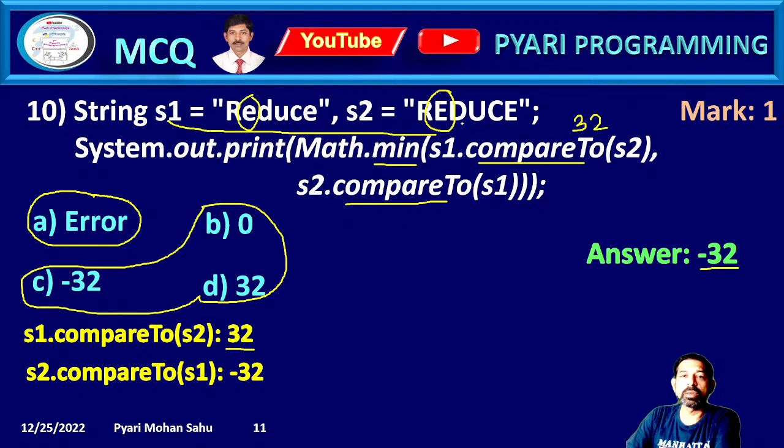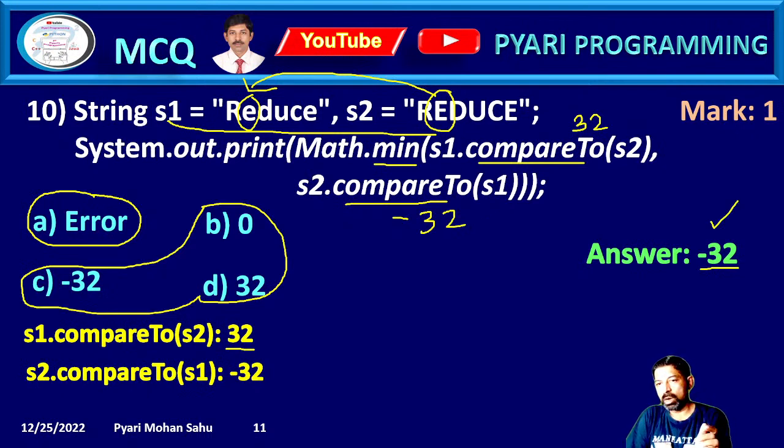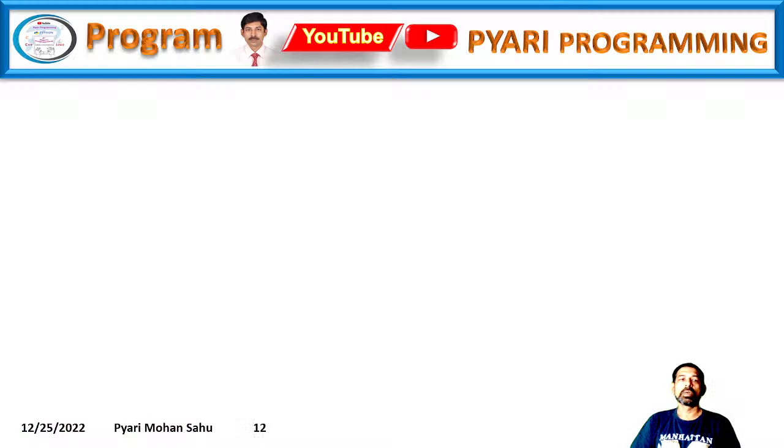And the reverse one. This one is going to compare with this one. Reverse one will give you minus 32. So now it is talking about the minimum of 32 and minus 32. Obviously it is minus 32. So how are we getting it? Yes, minus 32. Good. The answer is minus 32.